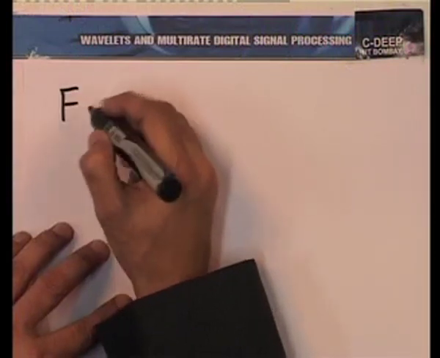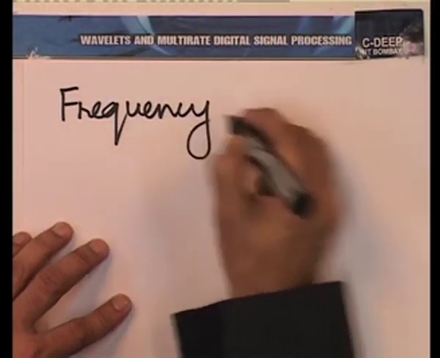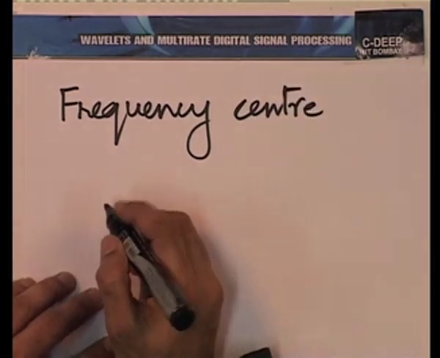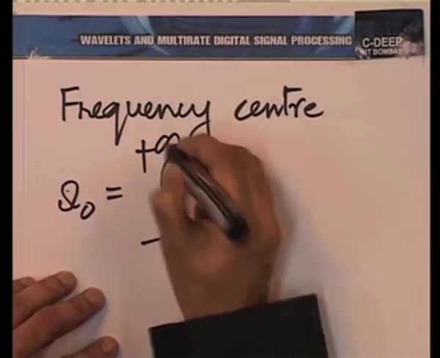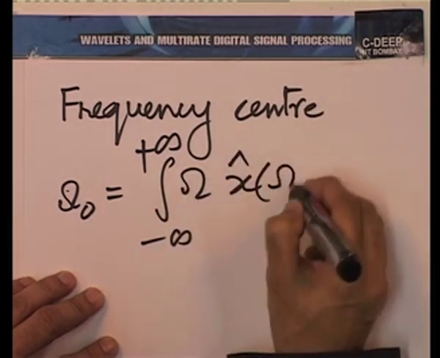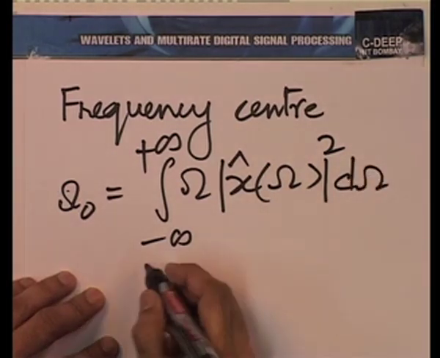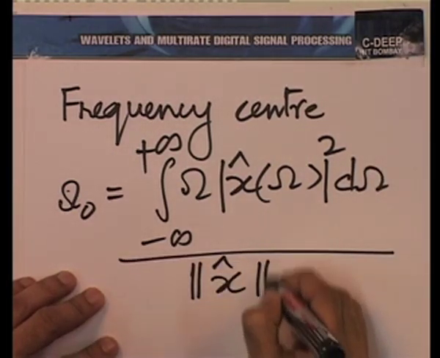Essentially, this time variance was indeed the variance of a density which we constructed out of that mass, mod x t squared divided by the norm of x the whole squared. Now, similarly, we could talk about the frequency center and the frequency variance. So, we define the frequency center to be capital omega 0 given by the integral from minus to plus infinity of omega mod x cap omega the whole squared, divided by the norm of x cap squared.